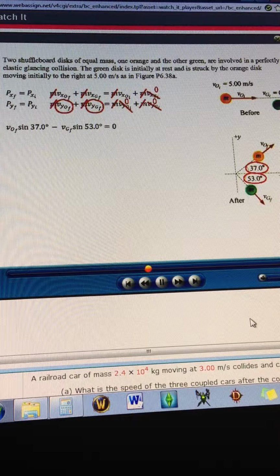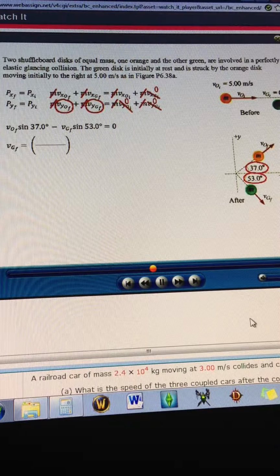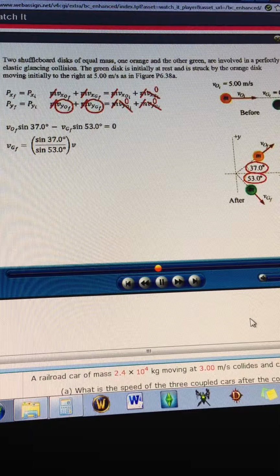Solving this for the final velocity of the green disk gives us v green final equals the sine of 37 degrees divided by sine of 53 degrees multiplied by v orange final, or 0.754 v orange final.